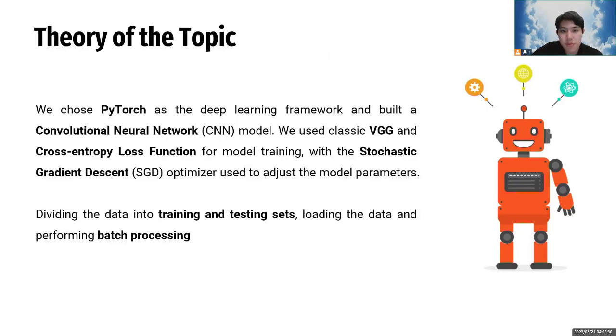PyTorch is a feature-complete framework used for building deep learning models, commonly used for machine learning applications such as image recognition and language processing. The unique feature of PyTorch is that it fully supports GPUs and can dynamically modify computational graphs. We use the classical VGG and cross-entropy loss function for model training, with a stochastic gradient descent optimizer used to adjust the model parameters, through dividing the data into training and testing set, loading the data and performing batch processing.